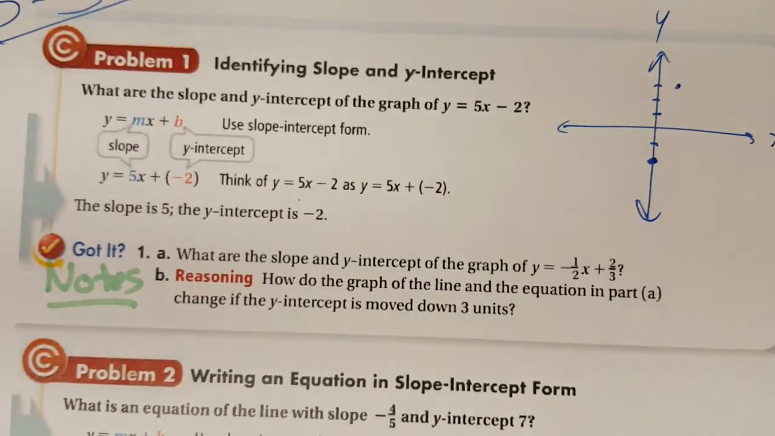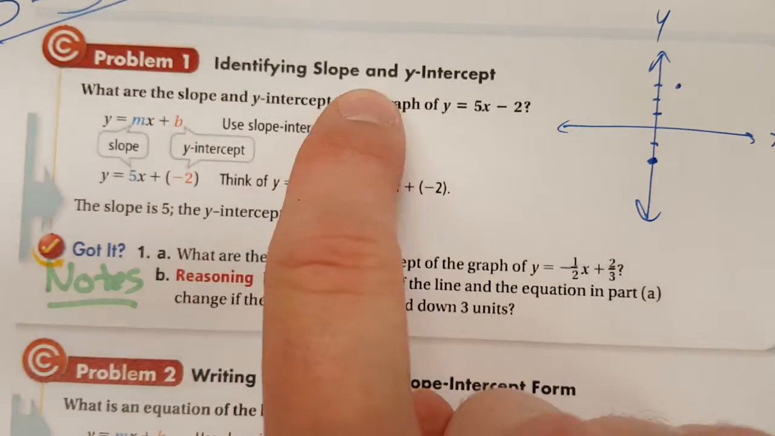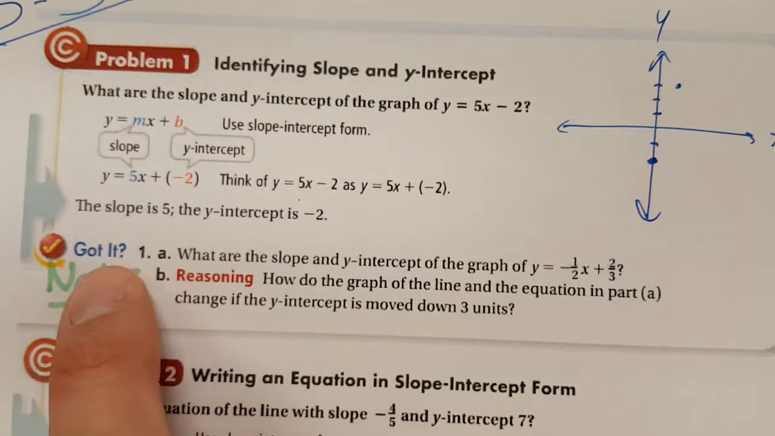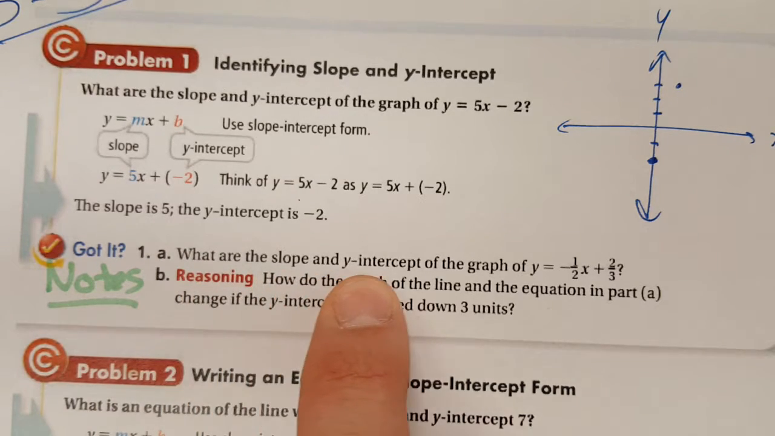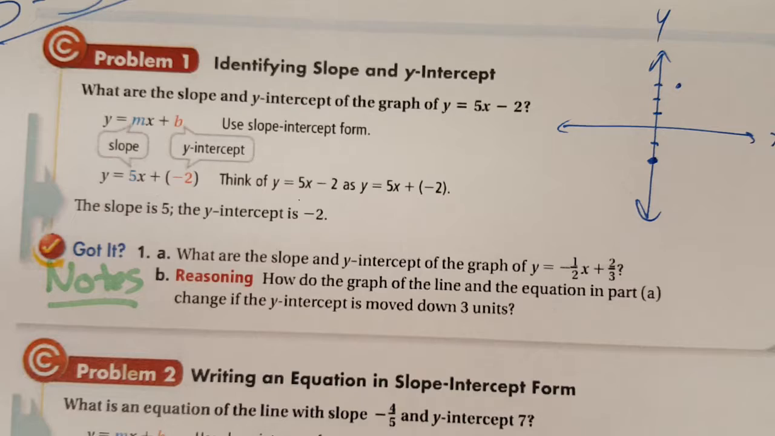Again, I'm getting ahead of myself. We're talking about just identifying the slope and y-intercept. So look at the next one here. Here's your got it question. This is for you in your notes. What are the slope and y-intercept of this equation?